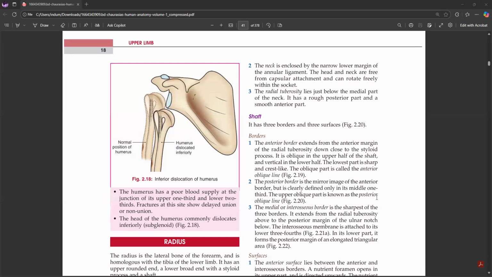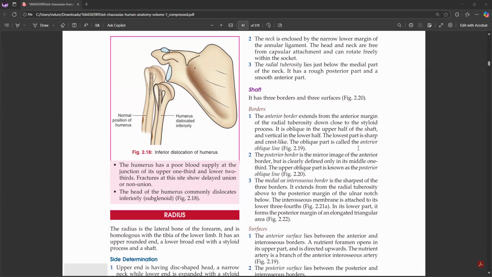Number 2. The neck is enclosed by the narrow lower margin of the annular ligament. The head and neck are free from capsular attachment and can rotate freely within the socket. Number 3. The radial tuberosity lies just below the medial part of the neck. It has a rough posterior part and a smooth anterior part. Shaft. It has three borders and three surfaces.